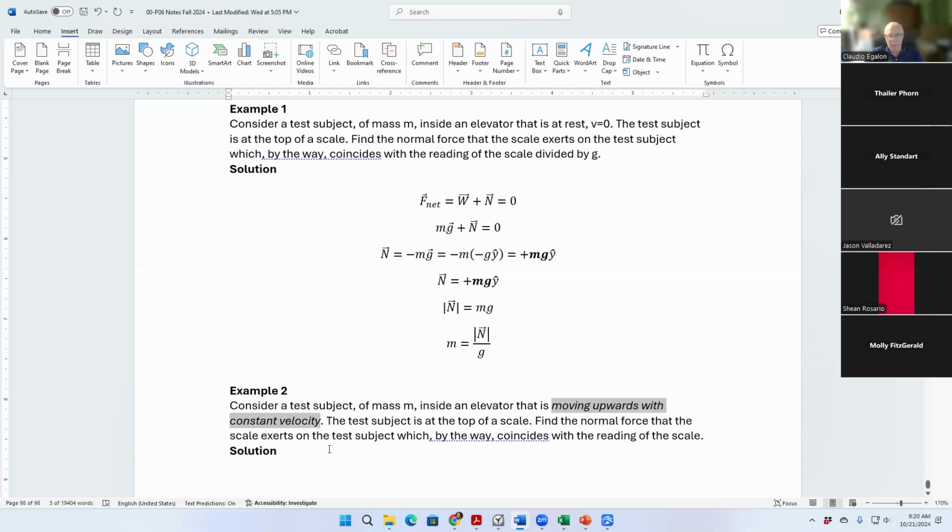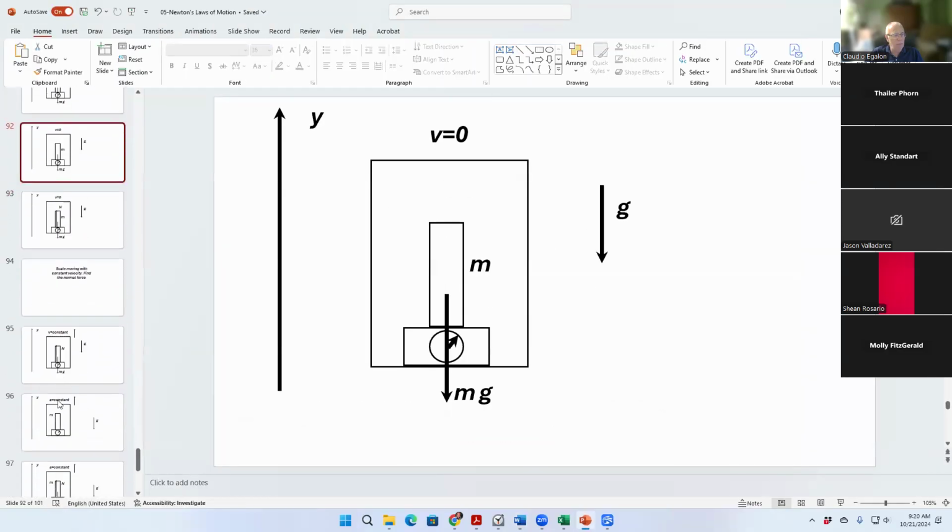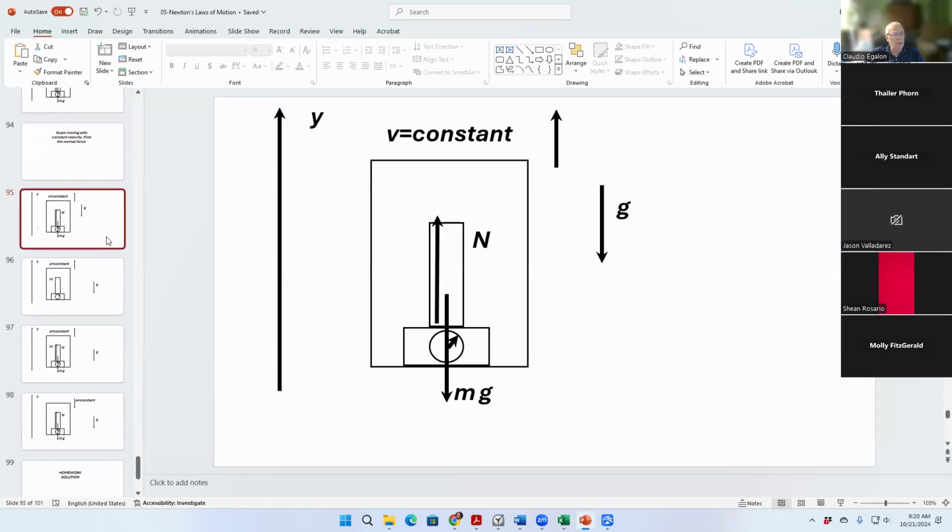This test subject at the top, find the normal force that the scale exerts on the test subject, which, by the way, coincides with the reading of the scale, right? There is nothing much difference between this problem and the previous one, because the acceleration is 0 as well. Although the velocity is constant, the acceleration is still 0.